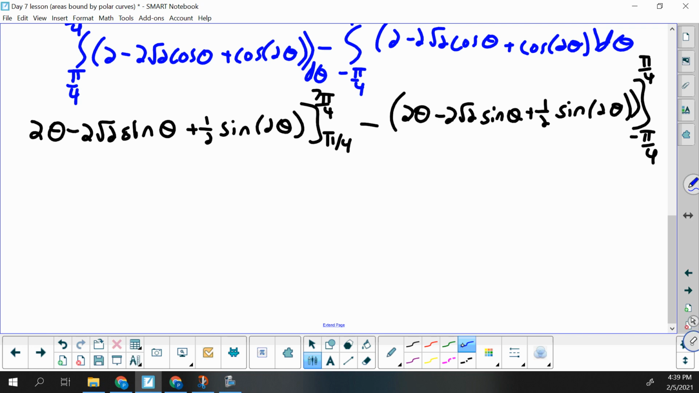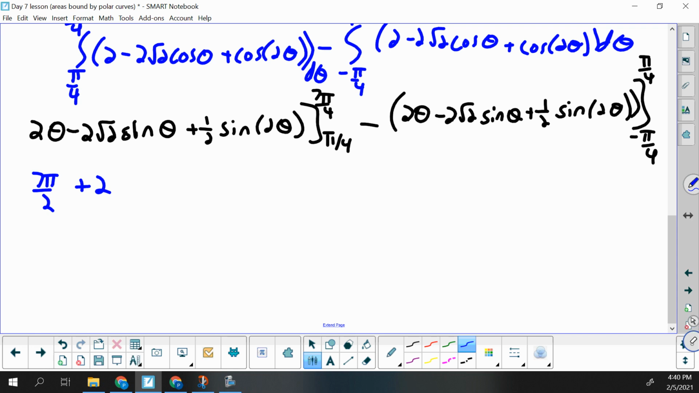So if we fill in 7 pi over 4 times 2 gives us 7 pi over 2. Sine of 7 pi over 4, that's a 45-degree reference angle in the fourth quadrant. So that would be negative square root of 2 over 2. Negative square root of 2 over 2 times the negative will give us a positive. The 2 and the over 2 wipe out, and square root of 2 times square root of 2 will just give us 2.